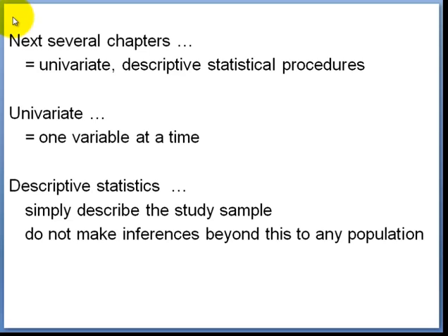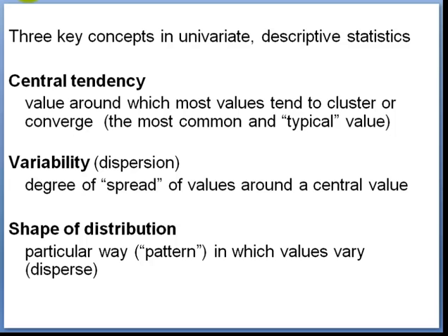The next three chapters are going to be covering univariate descriptive statistics. Univariate conveys a single variable at a time. Descriptive statistics simply describe the study sample. We're not attempting to draw any conclusions that go beyond this sample. Three key concepts in univariate descriptive statistics are central tendency, variability, and shape of distribution.